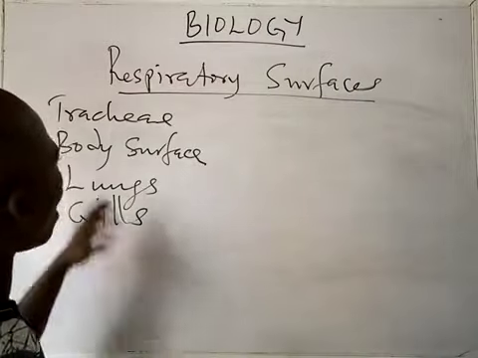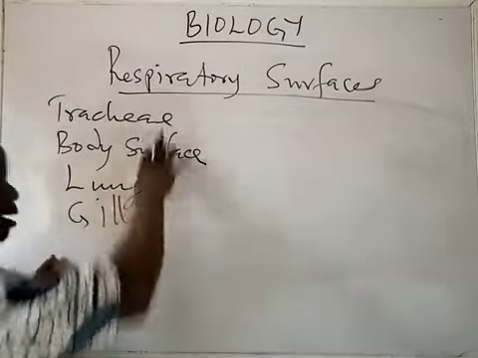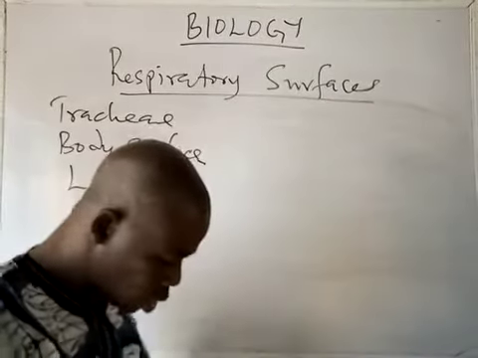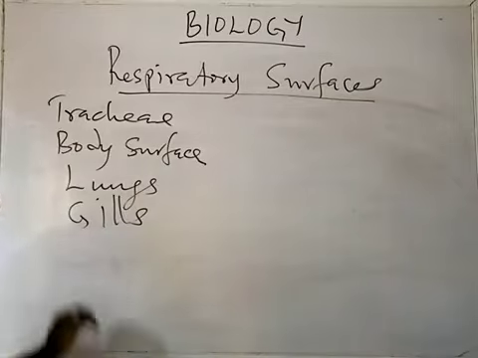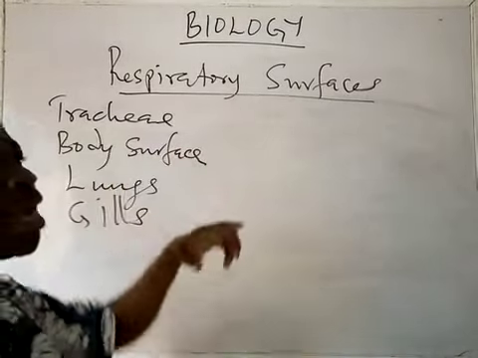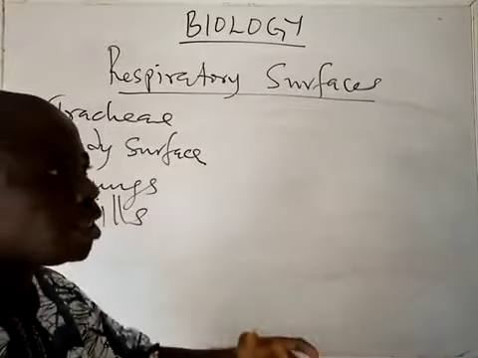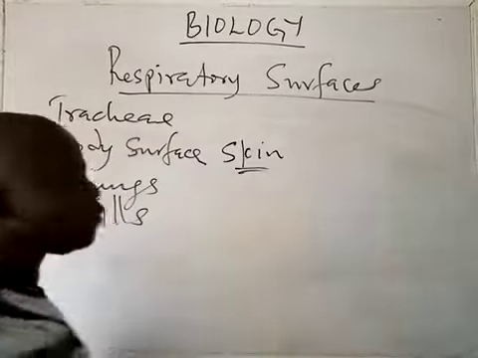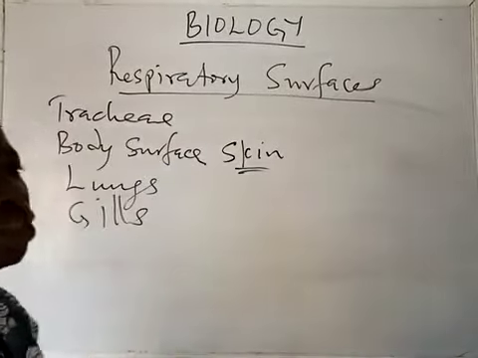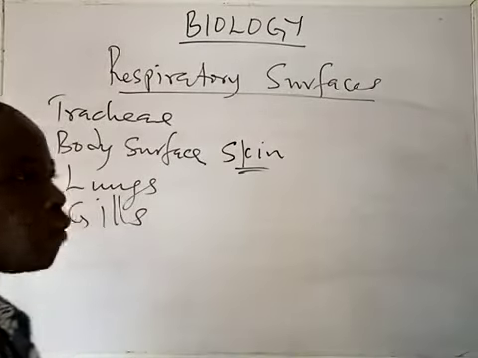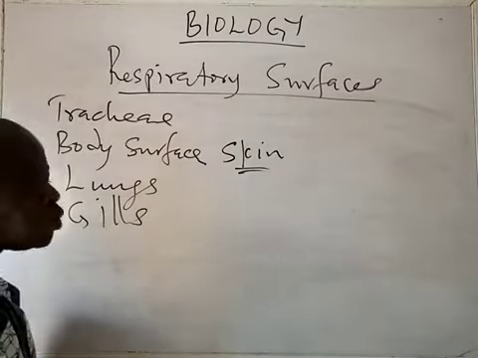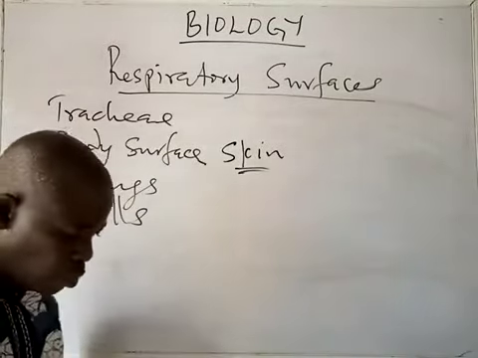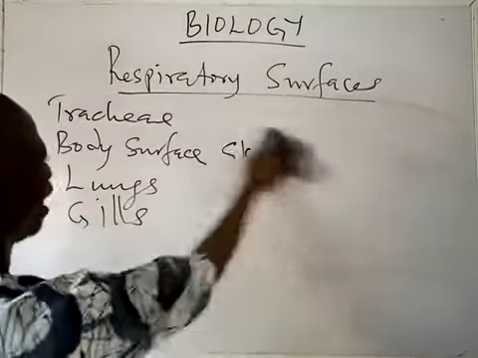So we have characteristics or features that are peculiar to these structures that help the organism to carry out gaseous exchange. Now, this will lead us to look at the surfaces, because the surfaces are what is used. The trachea has a surface that allows for diffusion of the gas. Body surface, such as the skin of a toad and frog, allows for diffusion of the gas into the body. The lungs too have prepared surfaces, and the gills too have their own prepared structure to allow for diffusion of the gases.